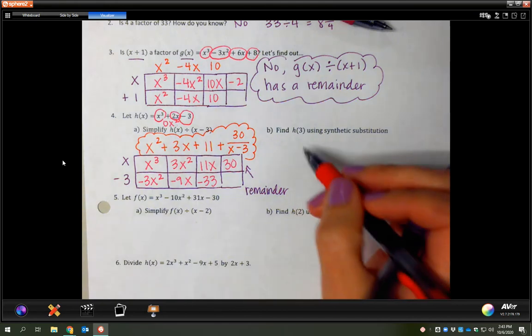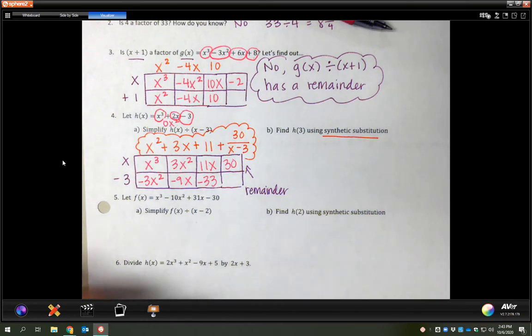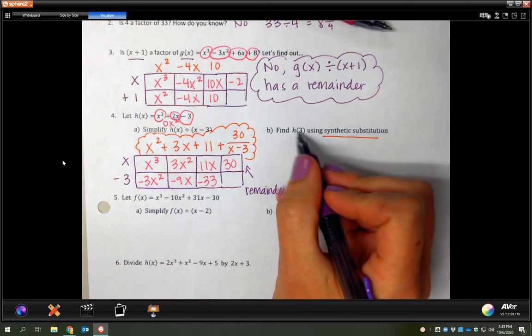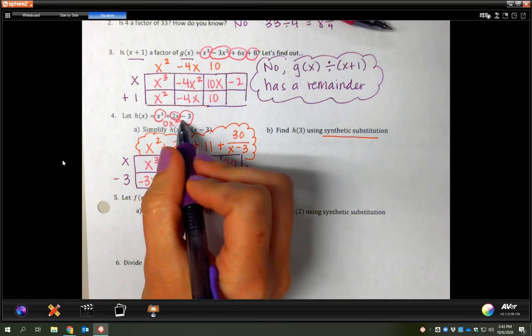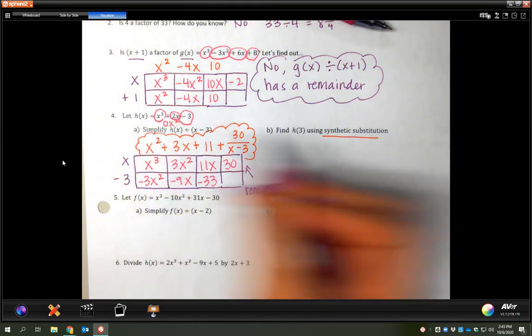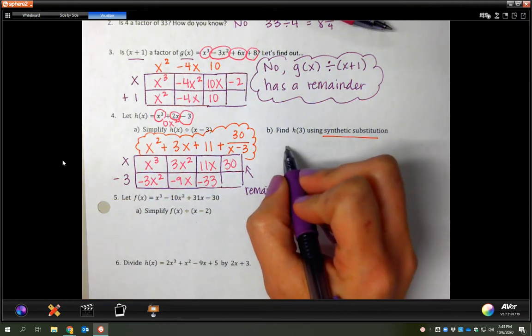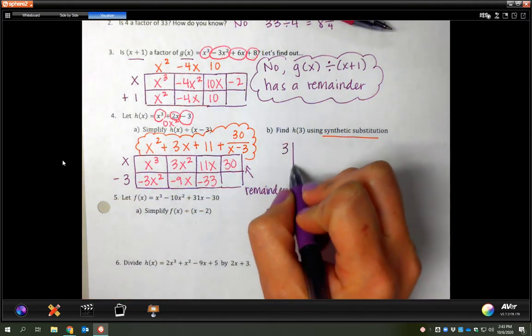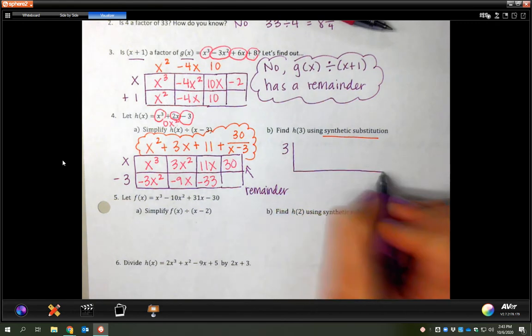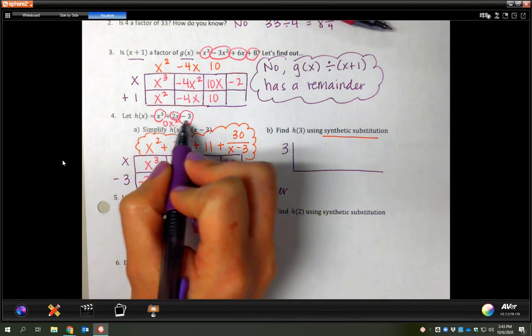Now we want to find h of 3 using synthetic substitution. So this means plug 3 in. h of 3 means if you plug 3 in to the function, what does it equal? But we're going to use synthetic substitution. Synthetic substitution was the one where we put what we're plugging in on the outside of this kind of box thing. And then along the top, we put the coefficients of h of x.